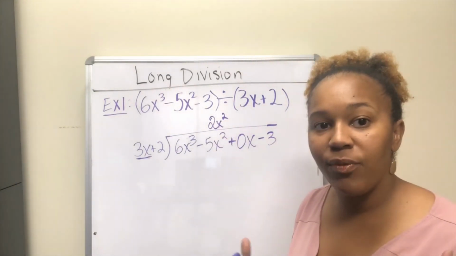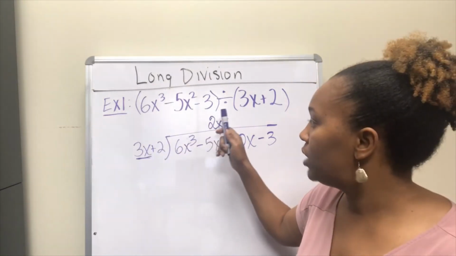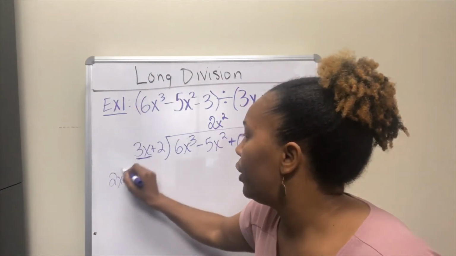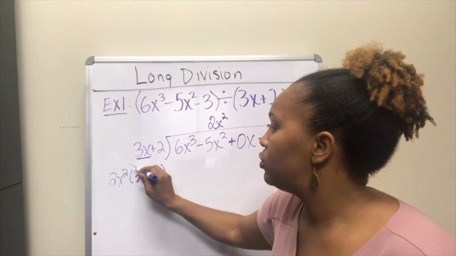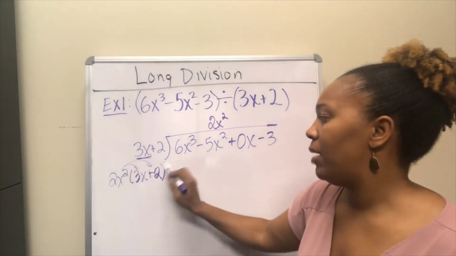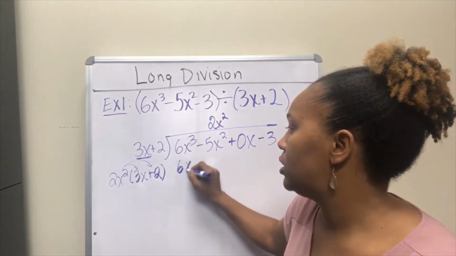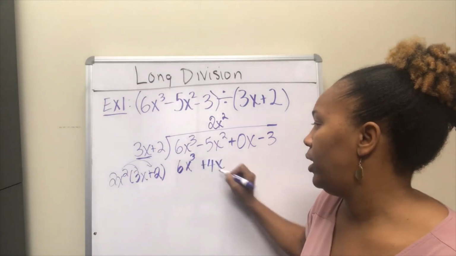And so just like before in the process, once you figure out how many times this goes in here, you take that and you multiply it by this. So we're going to do 2x squared times 3x plus 2, which means I'm going to distribute the 2x squared and multiply by each of those terms. 2x squared times 3x is 6x to the third, and 2x squared times 2 is a positive 4x squared.